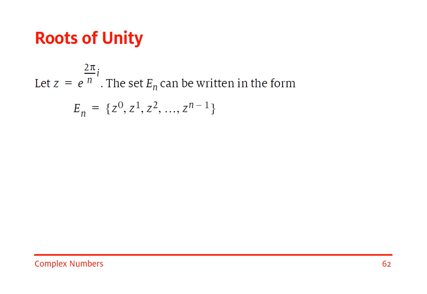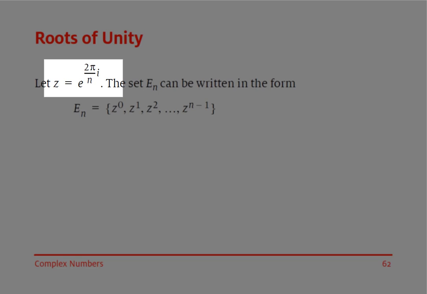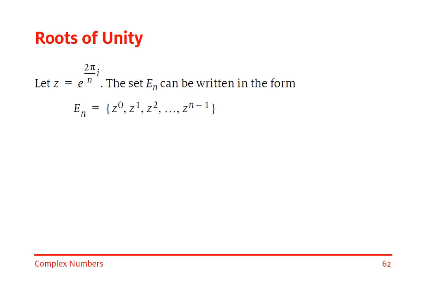We pick the first solution, z1, which is of the form e to the power of 2 pi divided by n times i, and then the set En can also be written in the following form: z to the power of 0, which is 1, z to the power of 1, which is z, and z squared, z to the power of 3, and so on up to z to the power of n minus 1.